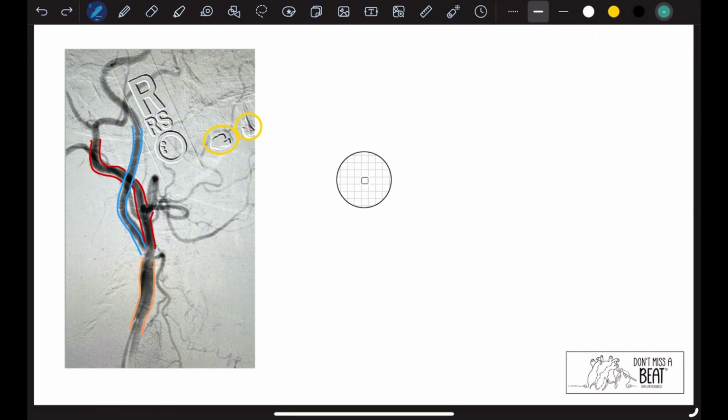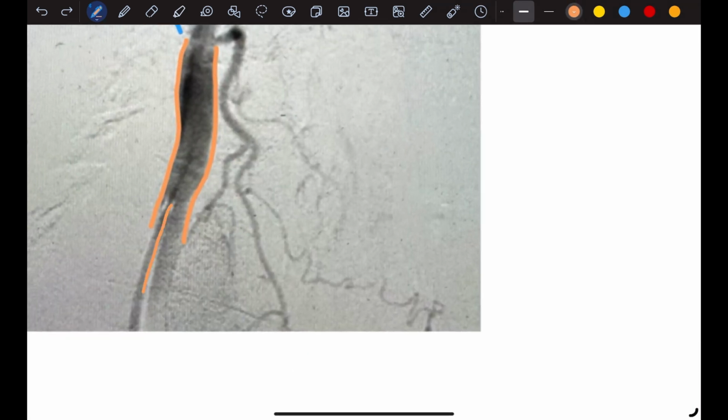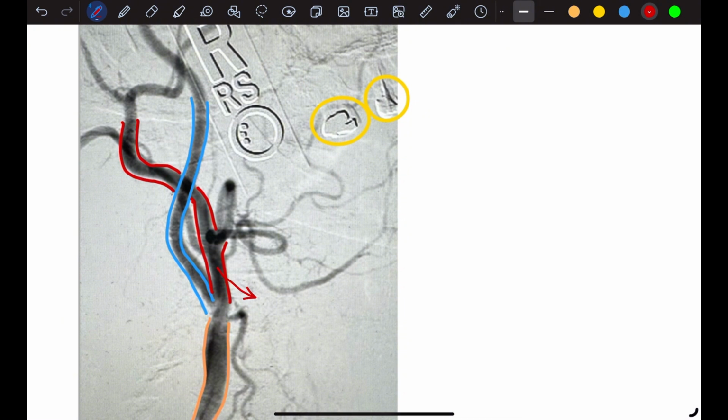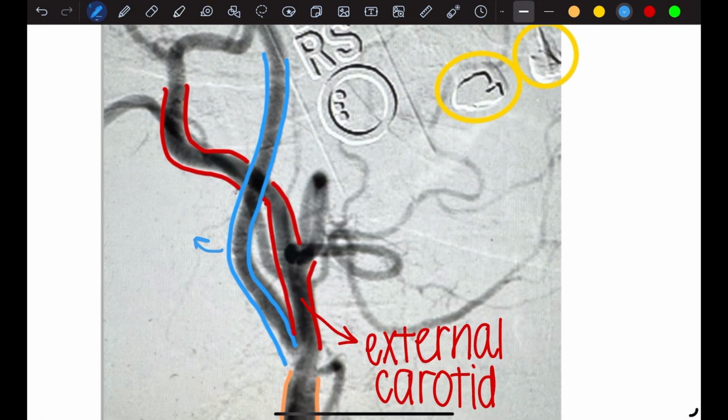Let me grab some of the colors here. So number one, this is the catheter from where we are taking the picture. I should probably label that. Remember, you have that bifurcation, so you have two options, right? Internal, external. This one has all of this branching here. So this is the external carotid. And then this one with the straighter shot up is the internal carotid.